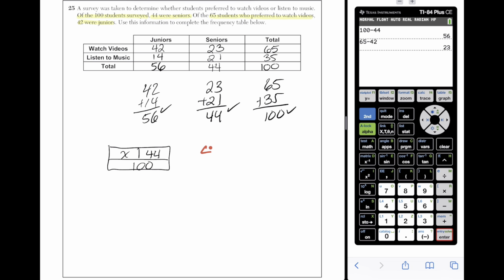Just triple checking. 42 plus 23 gives us 65, check. 14 plus 21 gives us 35, check. And 56 plus 44 gives us 100, check. And that's it. You just have to fill out the whole table with these exact numbers to get points.